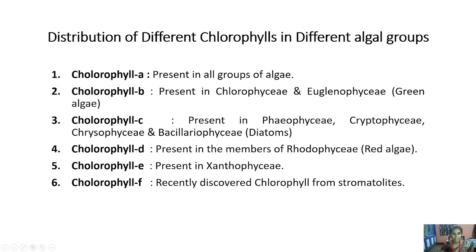Whereas chlorophyll D is present in members of Rhodophyceae, which are commonly called red algae. Chlorophyll E is present in Xanthophyceae. Xanthophyceae are generally called yellow algae, and chlorophyll F is a recently discovered pigment found in stromatolites. So these are the various types of chlorophyll pigments present in different classes of algae.